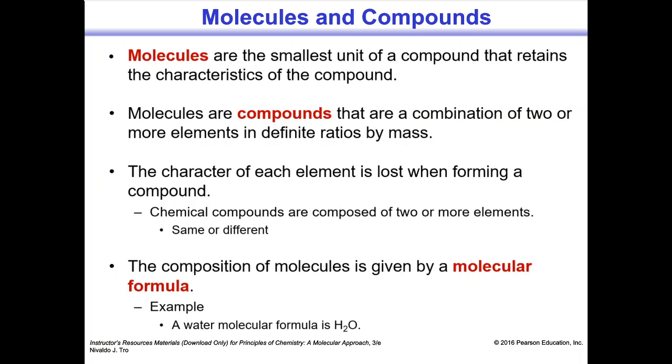And these two terms are sort of used interchangeably, to be honest with you. But generally speaking, molecules are compounds that are a combination of two or more elements in definite ratios by mass. The character of each element is lost when forming a compound. Chemical compounds are composed of two or more elements, which can be the same or different. The composition of molecules is given by the molecular formula. For example, a water molecule, as I've said a few times now, is just H2O. That's the molecular formula.